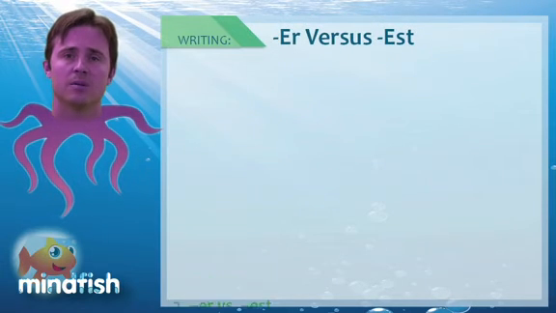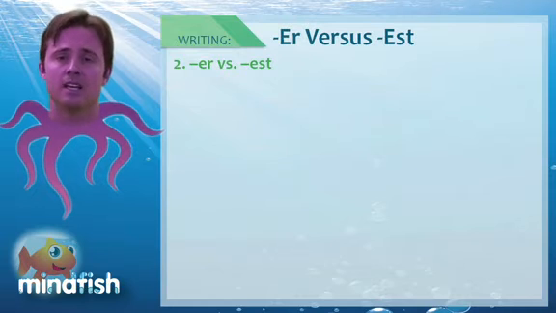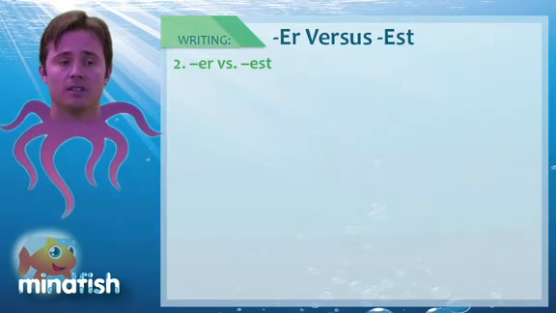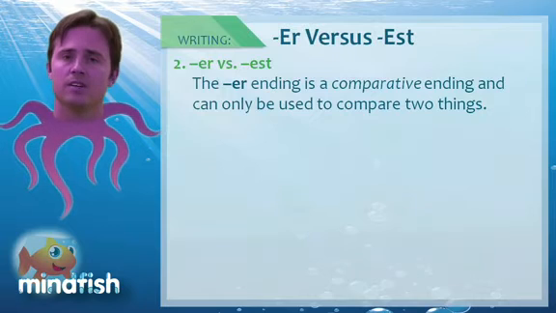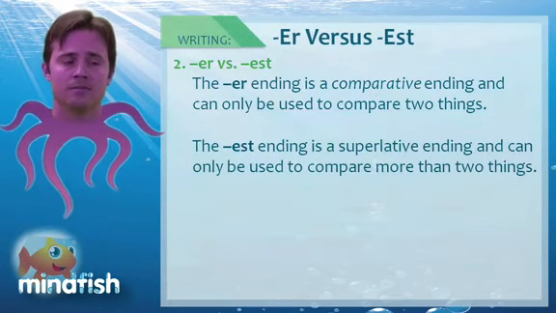The next number comparison you should be concerned about is ER versus EST. This just has to do with whether you say faster or fastest, smaller or smallest. Again, if it's two things, it's going to be ER. And if it's more than two things, it's going to be EST.